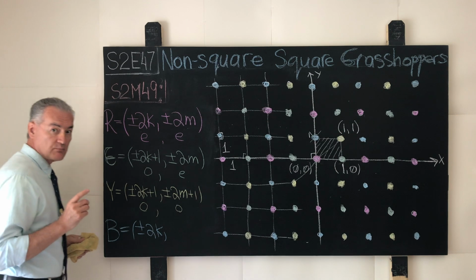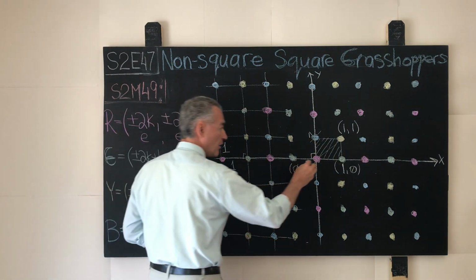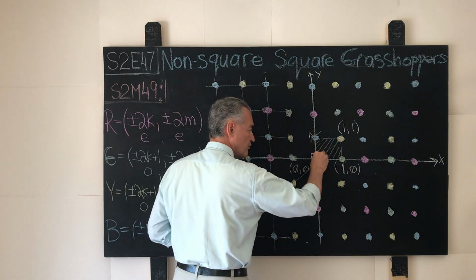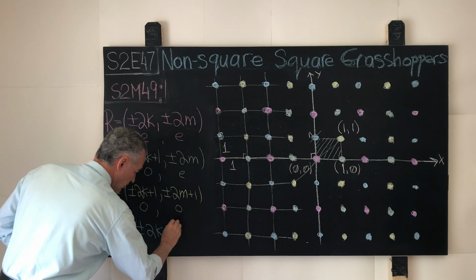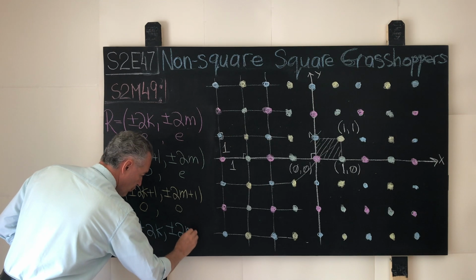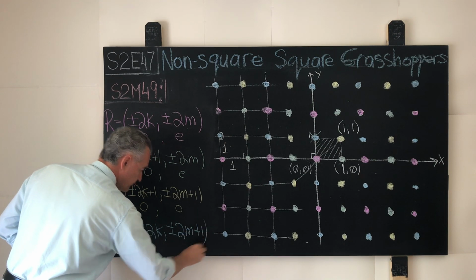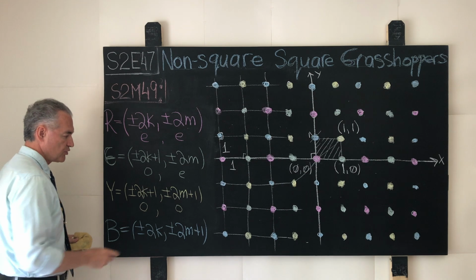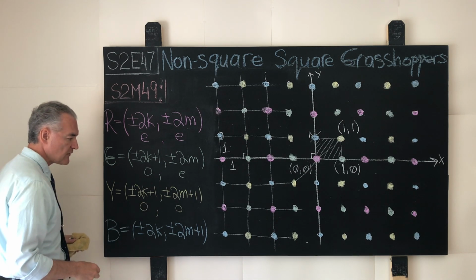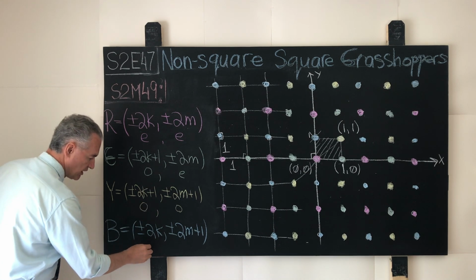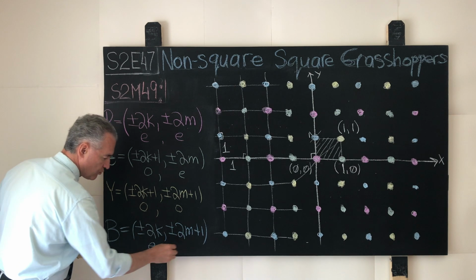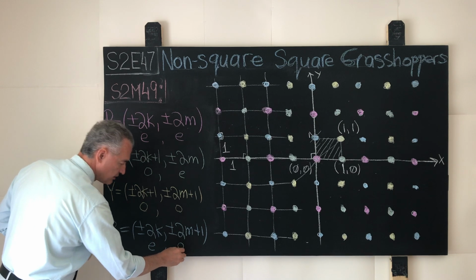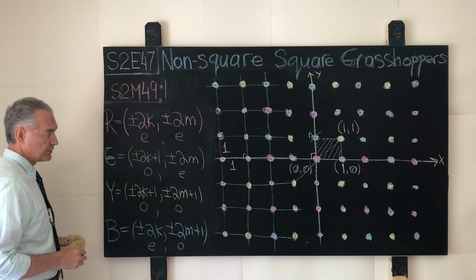But what about the y component? The y component is off by 1 with respect to the y component of the red point. So what do we write here? Here we will write plus minus 2m plus 1. And in terms of our odd even, so what do we have here? Here we have even for the x component, and we have odd for the y component.